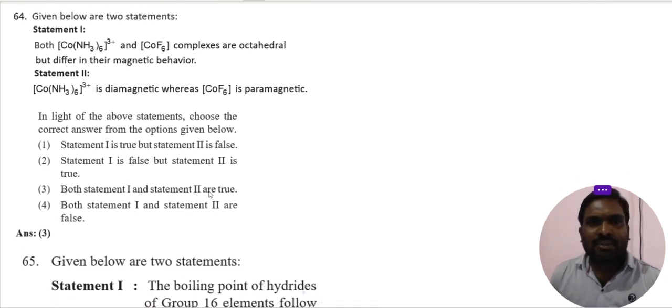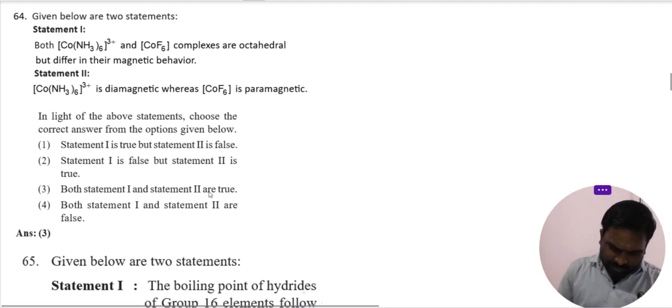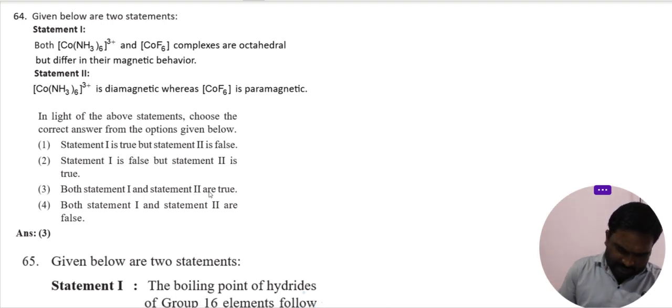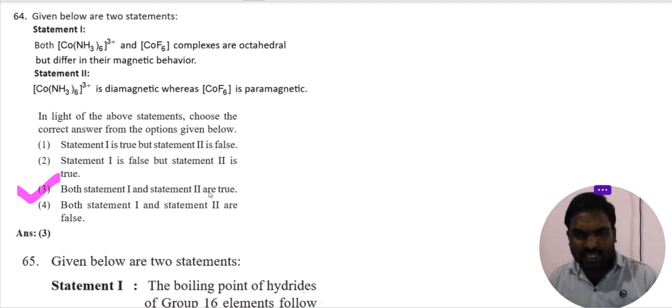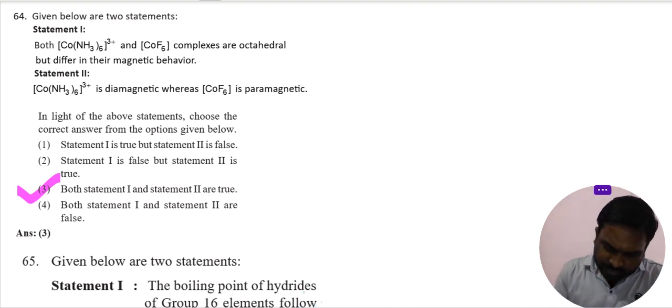[Co(NH3)6]3+ and [CoF6]3- complexes are octahedral but differ in their magnetic behavior. That is right, because ammonia is a strong field ligand and fluorine is a weak field ligand. Now [Co(NH3)6]3+ is diamagnetic, whereas [CoF6]3- is paramagnetic. Yes, that is also right. So both statements are correct here. Which is the right answer? Option 3 is the right answer. Both statements are right.